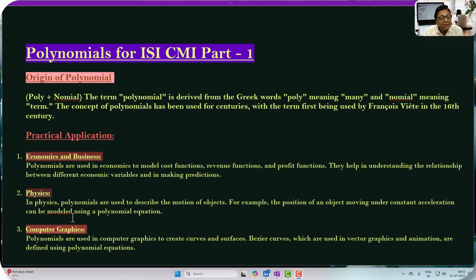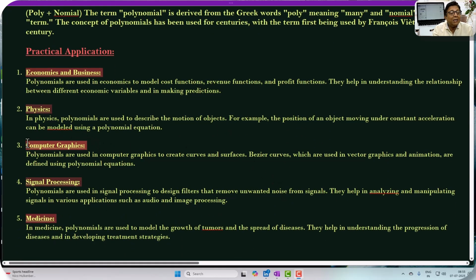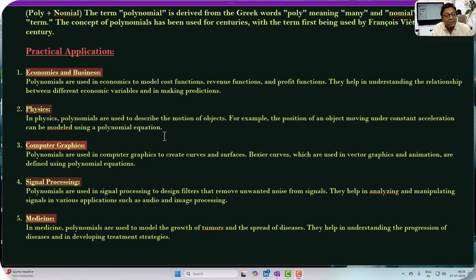In physics, polynomials are used to describe the motion of objects. Projectile motion is the best example. Those who are in class 11, 12, they know it. The position of an object moving under constant acceleration can be modeled using a polynomial equation. The example I was telling you, the very first example, will be equations for motion, projectile motion, all these things.